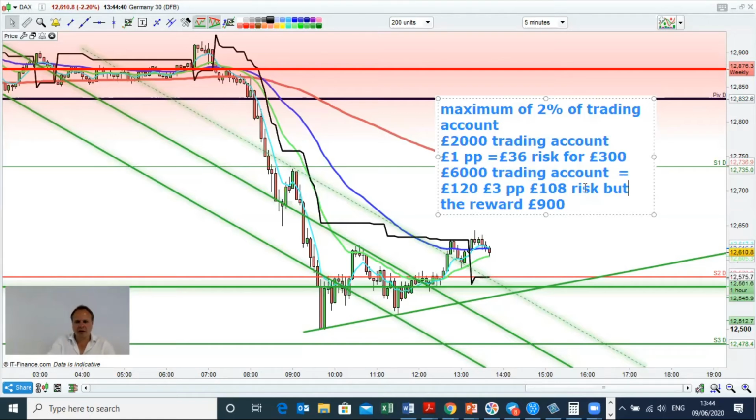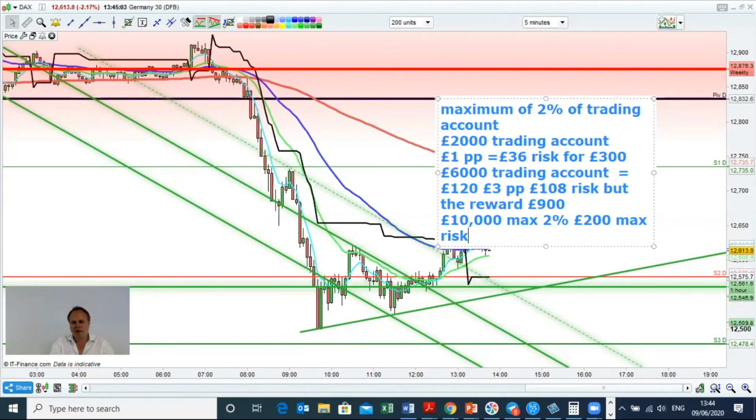Now, finally, if we looked at a £10,000 trading account, the maximum 2% means that you can risk no more than £200. So max risk is £200 there. On this particular trade, at 36 pips of risk, you could trade at £5 per point, because you'd have enough margin in a £10,000 account.